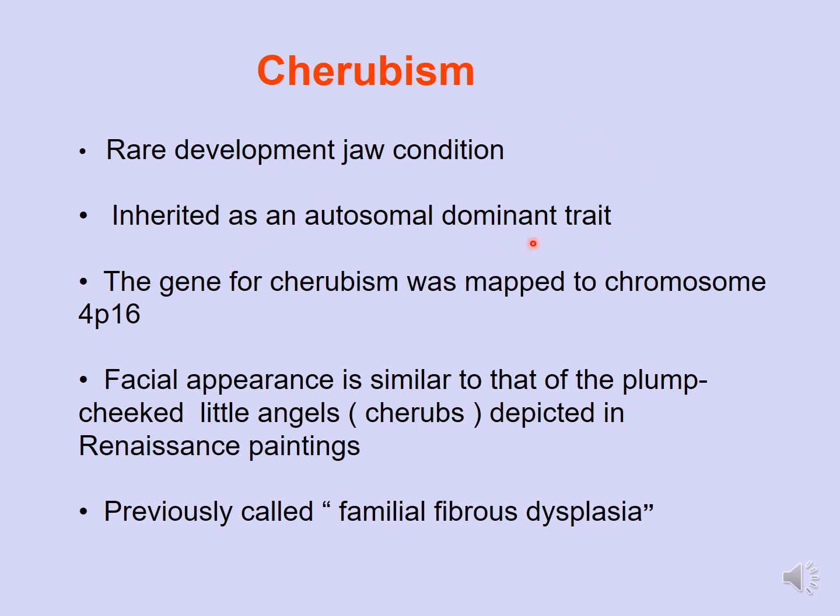Okay, so in cherubism, basically it's been identified as an autosomal dominant trait. That means if the father or the mother, any one of them has it, the next generation of children will have it because it is a dominant trait. So the gene for cherubism has been mapped to chromosome 4p16.